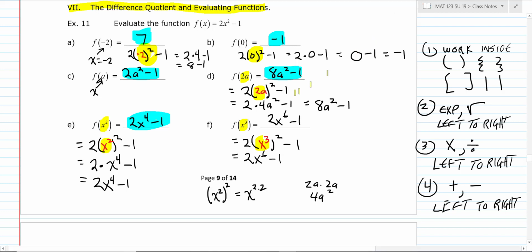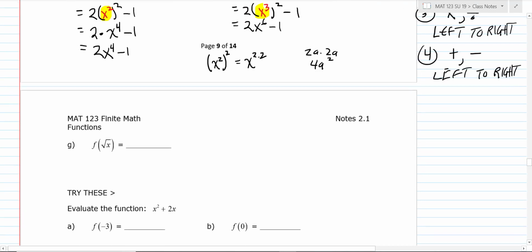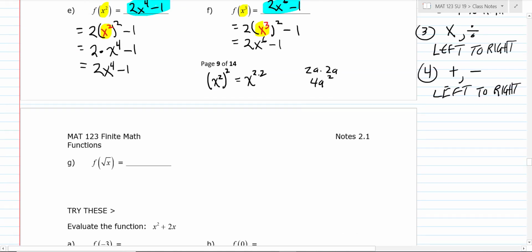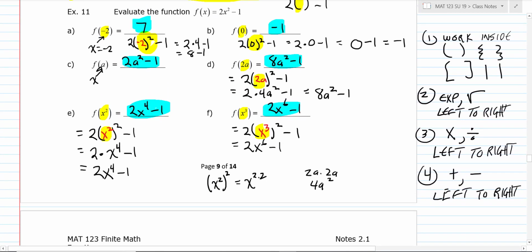So you want to get comfortable with how to do some algebraic expressions. On every problem I did the same thing. I started by writing down whatever I had. I had 2 times something squared minus 1, and you're evaluating that function by plugging this part into the variable. Okay, so that's called evaluating a function. I go to the next page. I'm going to do one more, and then I'll let you do a group of these problems.